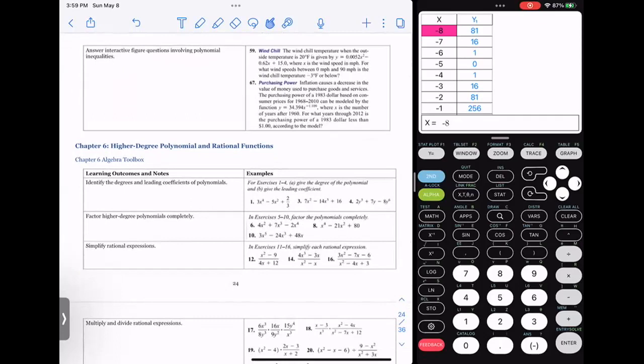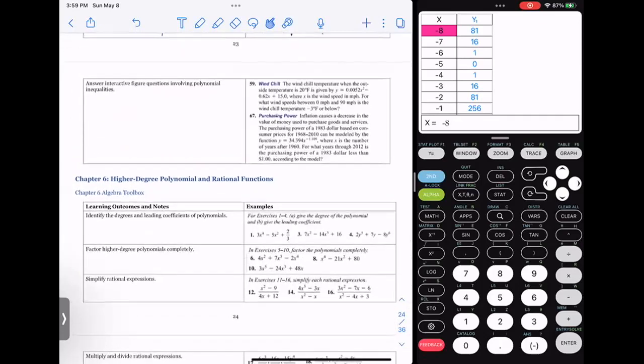Look at number 59. The wind chill temperature in degrees Fahrenheit is given by y equals 0.0052x squared minus 0.62x plus 15, where x is the wind speed in miles per hour, where the wind speed is between 0 and 90 miles per hour. For what wind speeds is the wind chill temperature -3 degrees Fahrenheit or below?